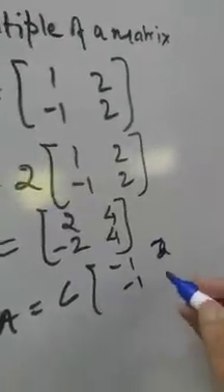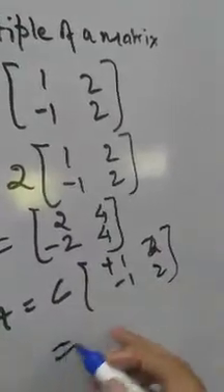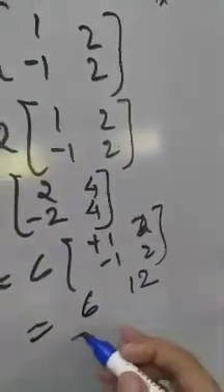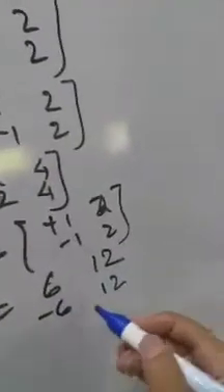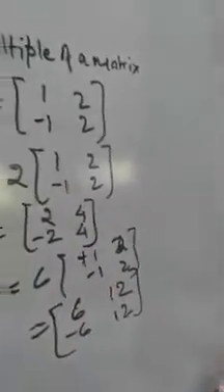Similarly, if I write 6A, then each element will be multiplied with 6. That is our original matrix A, [[1, 2], [-1, 2]]. Then you multiply by 6, then 6 into 2, 12, minus 6, then again 12. So this is the scalar multiple of a matrix.